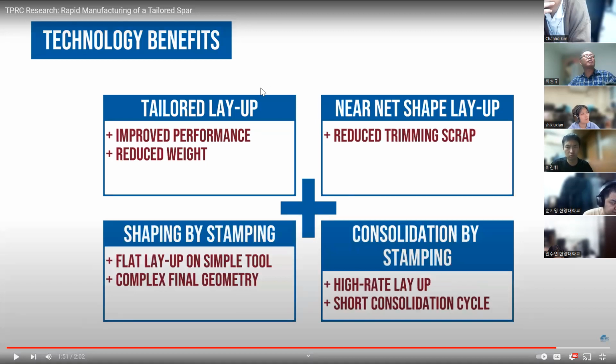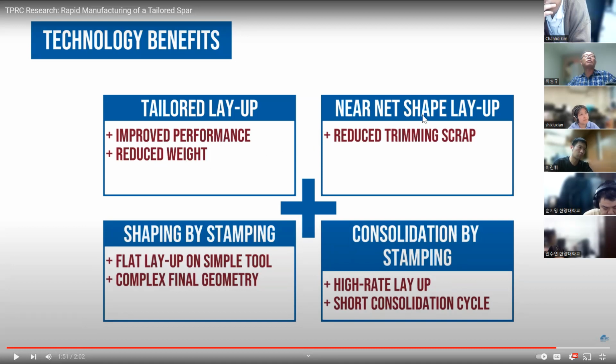Now they are trying to emphasize the technology benefit of the thermoplastic, thermal forming, or you can just call it stamping. Tailored, what does it mean? Tailored layer means that you, as a designer, create your own layer. It's like you create your own materials. So you improve the performance, and you can reduce the weight.